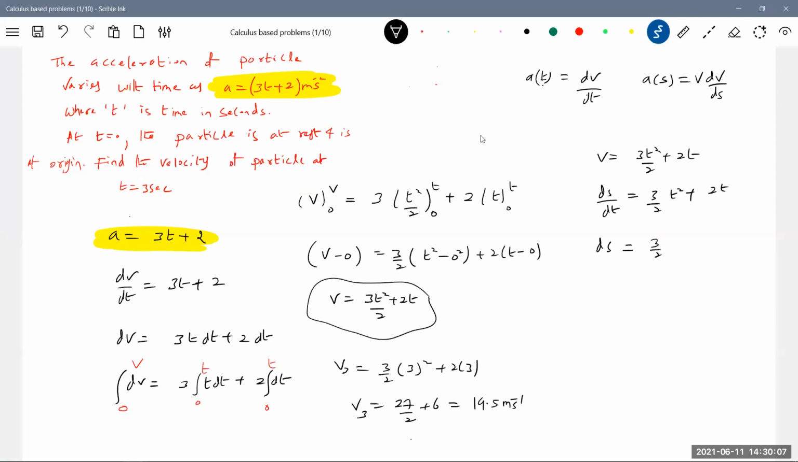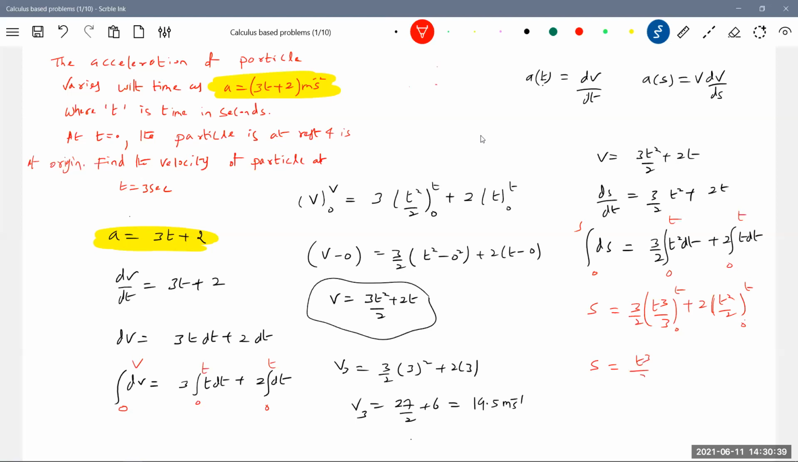ds is equal to t square dt plus 2t dt. So the limits will be 0 to s, 0 to t, 0 to t. The position of particle will be 3 by 2, t cube by 3 plus 2, t square by 2. S is equal to t cube by 2 plus t square.